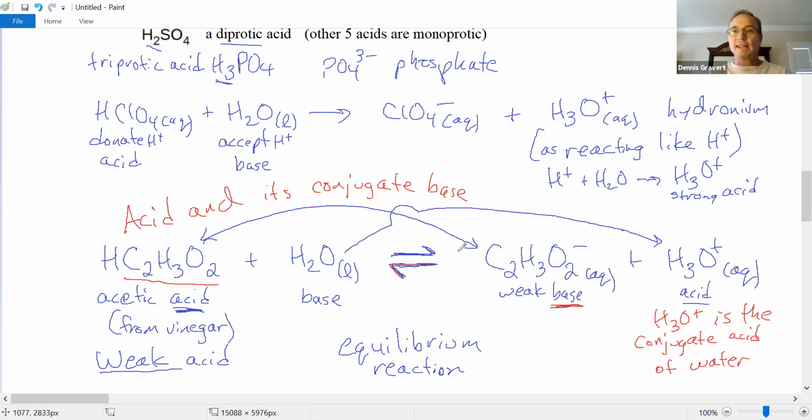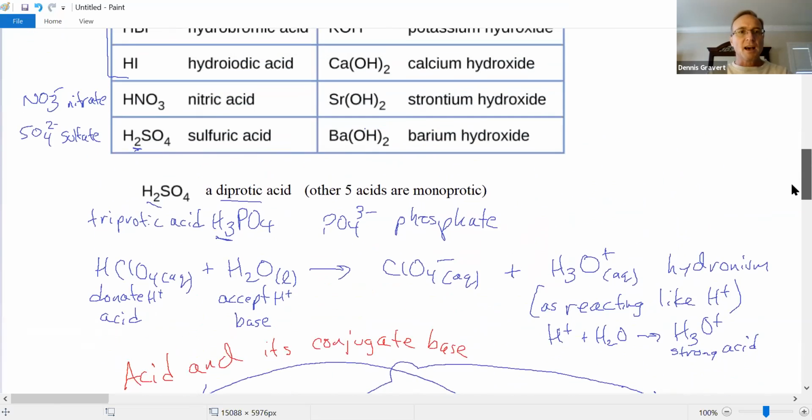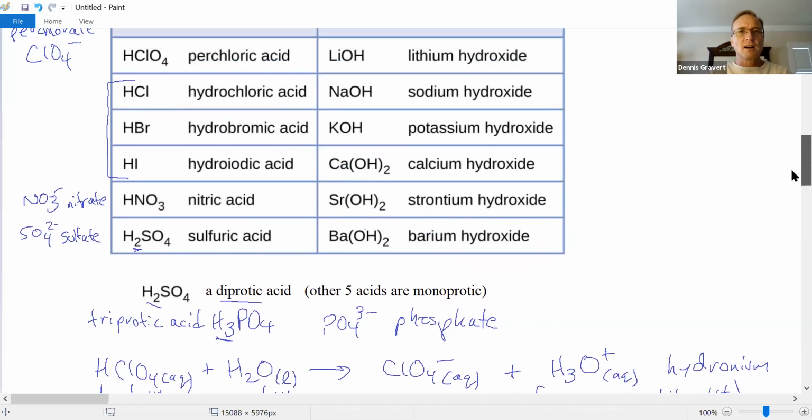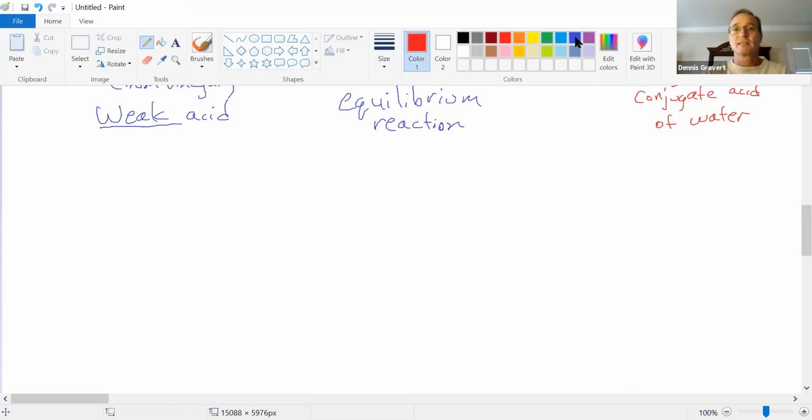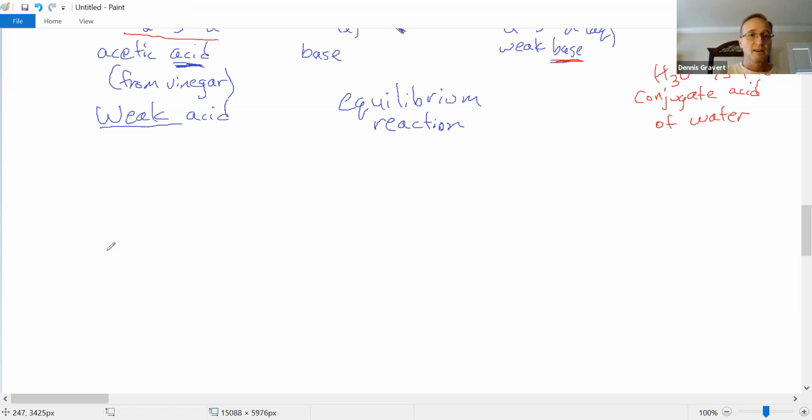Oh, one more idea before we move on to the bases. Up here we have our 6 strong acids that we have to memorize. One of them is diprotic. It turns out, and here's some information you should know, that only the first hydrogen is a strong acid. The second one is weak. So let's summarize that. H2SO4 is a diprotic acid.